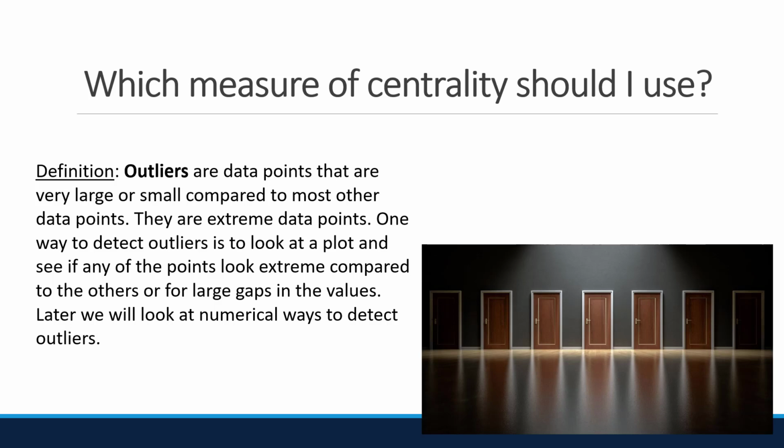The choice of whether to use the mean or the median depends on if the data set contains outliers and the shape of the distribution. Outliers are data points that are very large or small compared to most other data points. They are extreme data points. One way to detect outliers is to look at a plot and see if any of the points look extreme compared to the others, or for large gaps in the values. Later we will look at numerical ways to detect outliers.